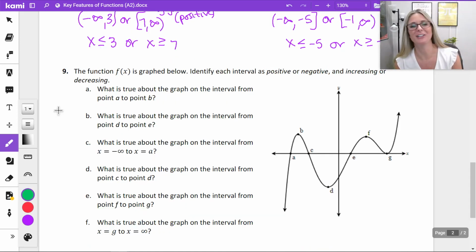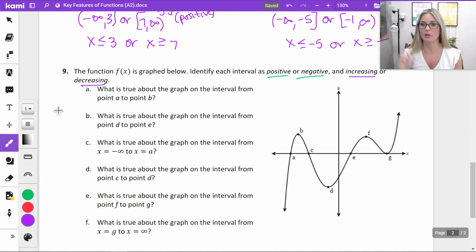So we've got a graph that's a function that is graphed below. Identify each interval or segment as positive or negative. And then the other words we're going to look at is increasing or decreasing. So we're using the same concept above here, positive or negative, that I underlined in green. We're also going to say increasing or decreasing. This is no brainer. It's the same as slope.